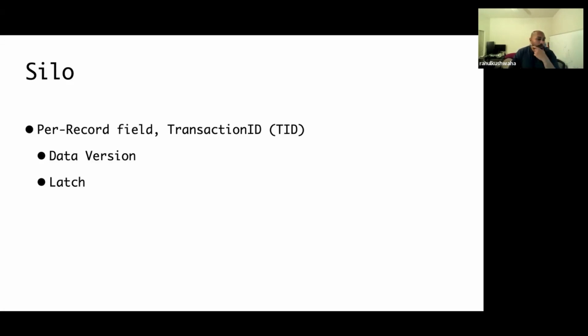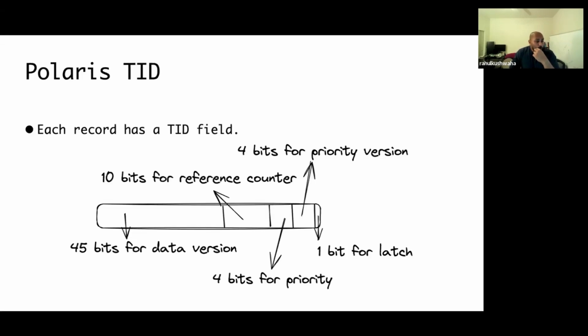Now we can start talking about Polaris, which makes use of Silo. Instead of using 63 bits for the data version, Polaris uses the same 64 bits to introduce other information for priorities and reservation as well. They are trying to use 64 bits so that in most architectures this is a single atomic instruction, but we'll talk about it later as well. So 4 bits are needed for priority version, 4 bits for priority, and 10 bits for a reference counter. The reference counter is essentially to make sure transactions within the same priority group increment and decrement the reference counter.